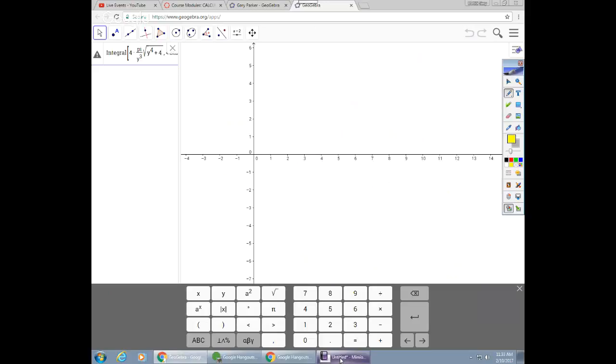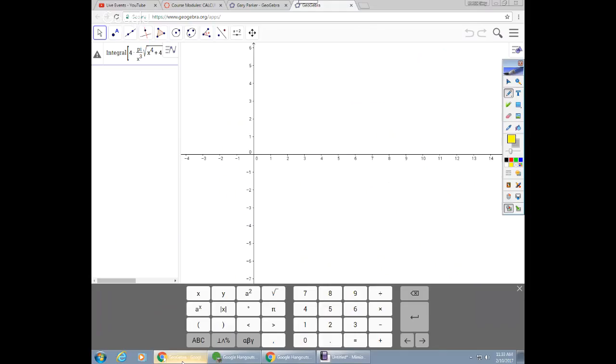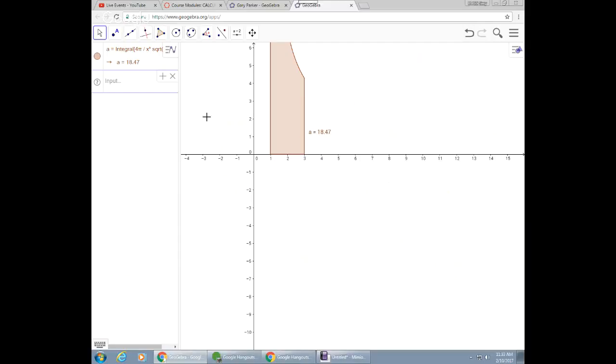Oh, and GeoGebra wants x's. I always forget. It's going to yell at me if I try to hit enter. Okay, let's see. 4 pi, 1 over y cubed. And then boundaries are from 1 to 3. So tab, gotta go to the end. Tab from 1 to 3. GeoGebra says it's about 18.47 if I typed it right.